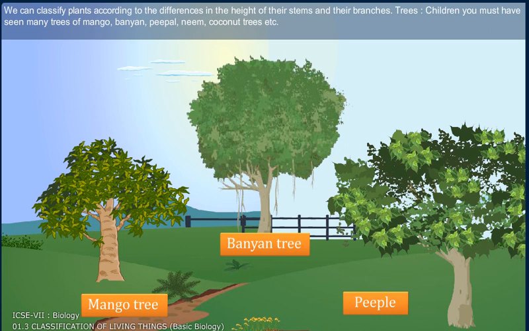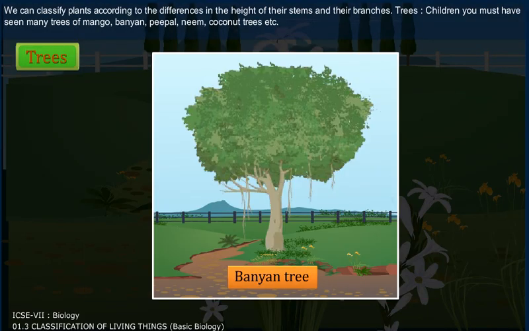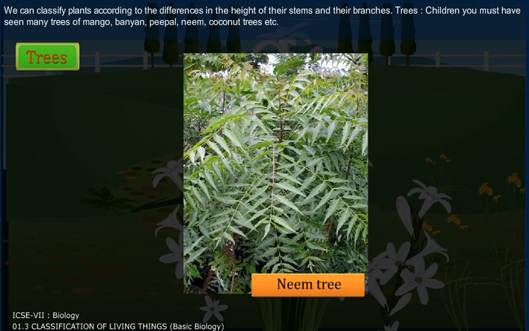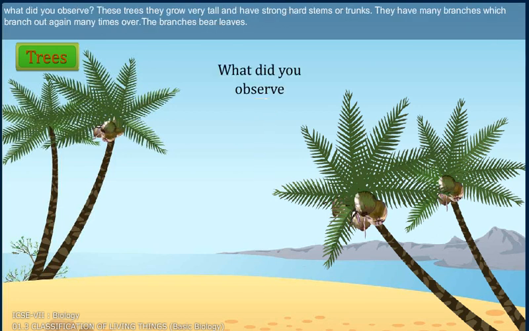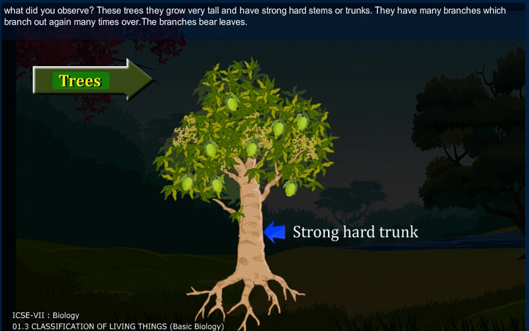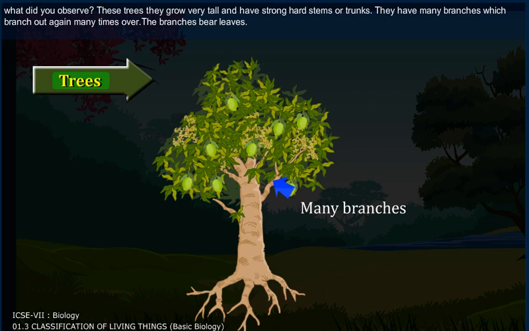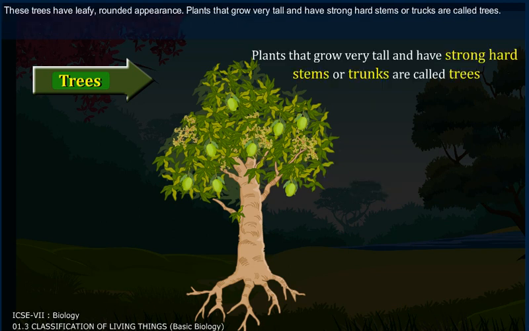We can easily classify the plants according to the differences in the heights of the stems and their branches. Trees. Children, you must have seen many trees of mango, banyan, peepal, neem, coconut trees, etc. What did you observe? These trees grow very tall and have strong hard stems or trunks. They have many branches, which branch out again many times over. The branches bear the leaves. These trees have a leafy, rounded appearance. Plants that grow very tall and have strong hard stems or trunks are called trees.